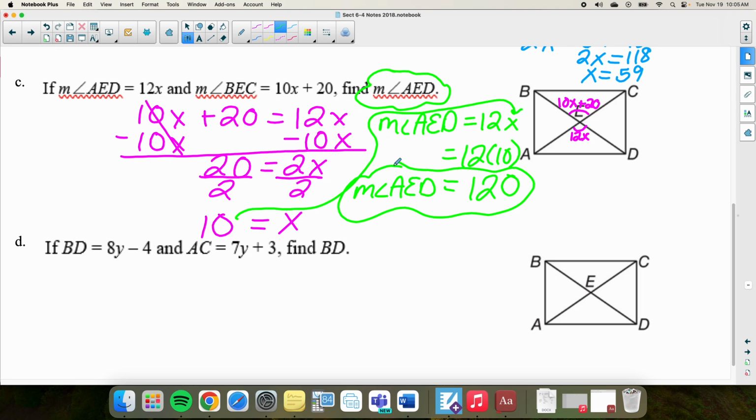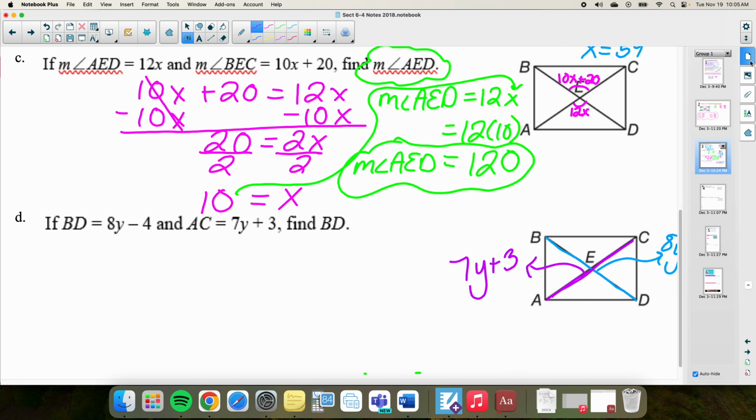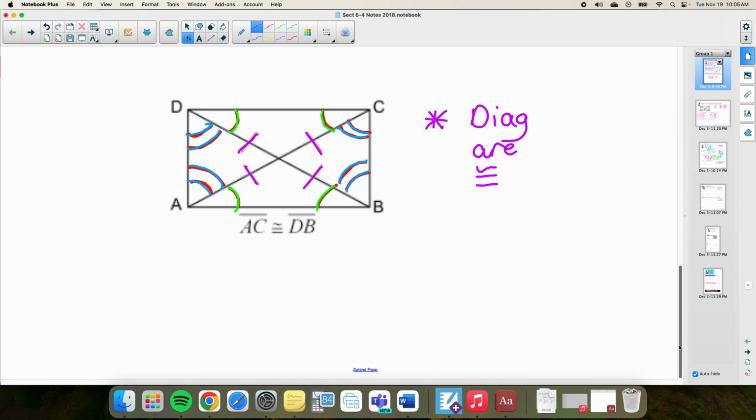Okay. Now, if we look down here, it says BD is 8y minus 4. That's the whole diagonal, you guys. This whole diagonal is 8y minus 4. Then they tell us that AC is this whole diagonal. So this gives us 7y plus 3. So if we look back at that first page, we wrote here that the diagonals are congruent. That means the whole ones are.